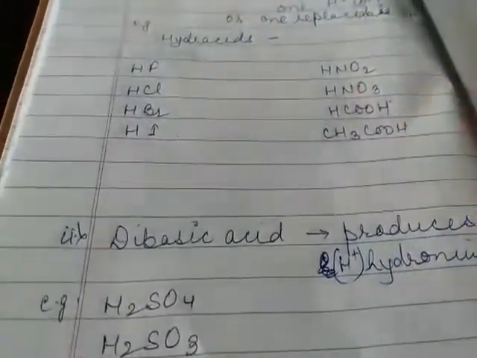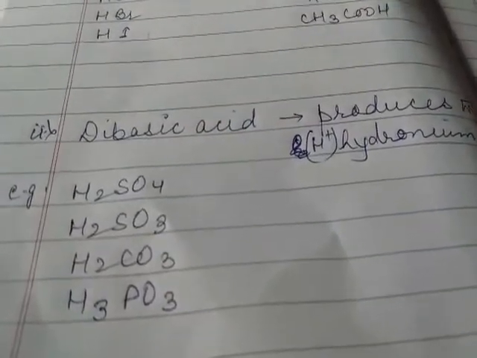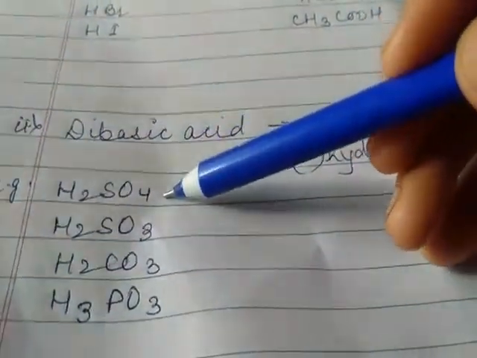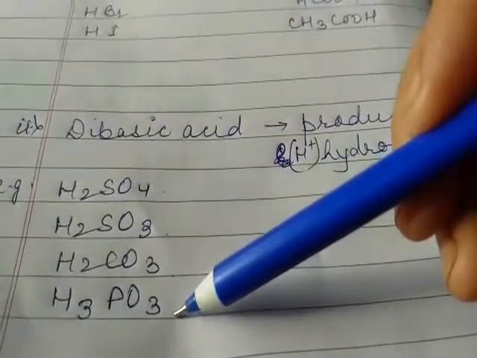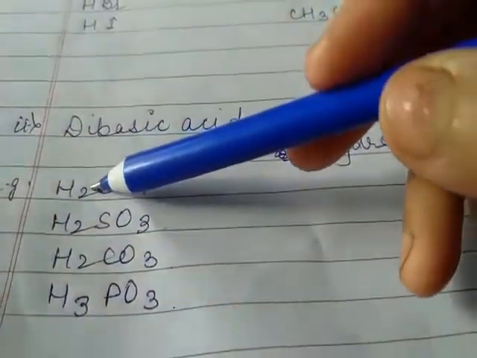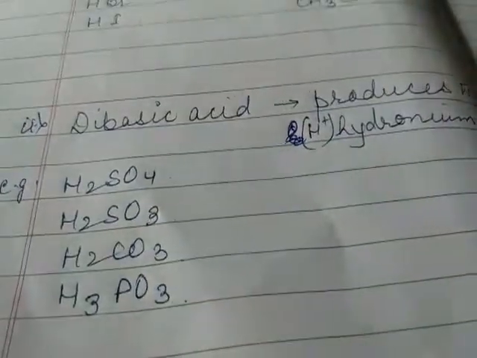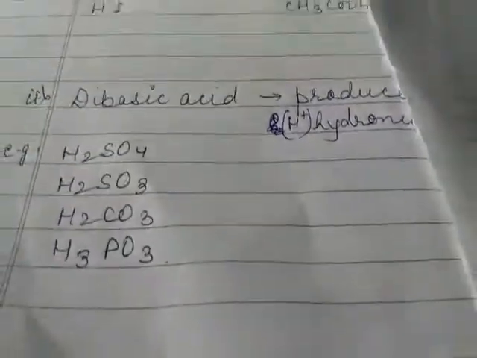Now come to the dibasic acids. Dibasic acids have two replaceable hydrogens. For example, sulfuric acid, sulfurous acid, carbonic acid and phosphorus acid. These acids have two replaceable hydrogens. What about phosphorus acid? So let's see the phosphorus acid.